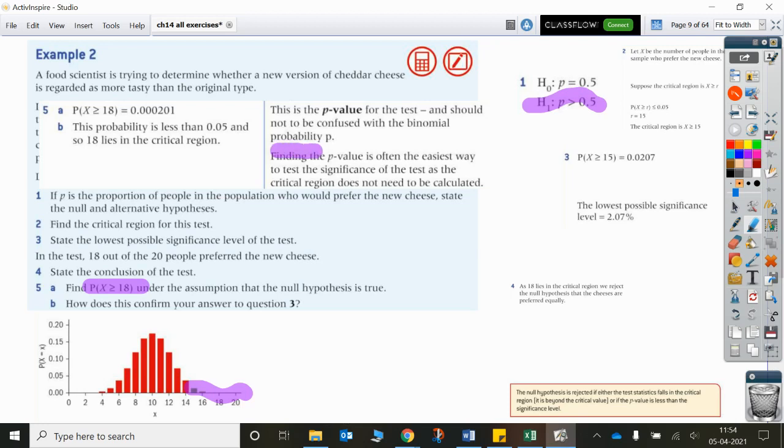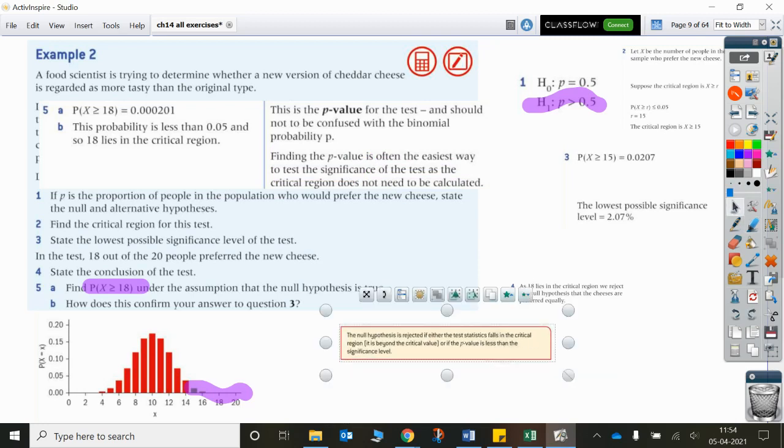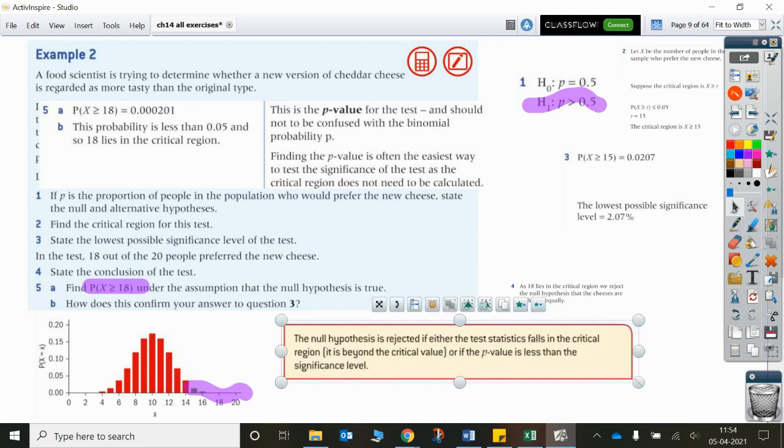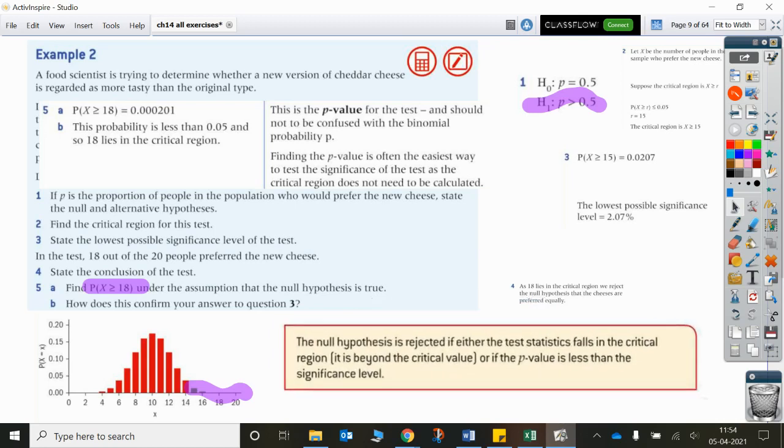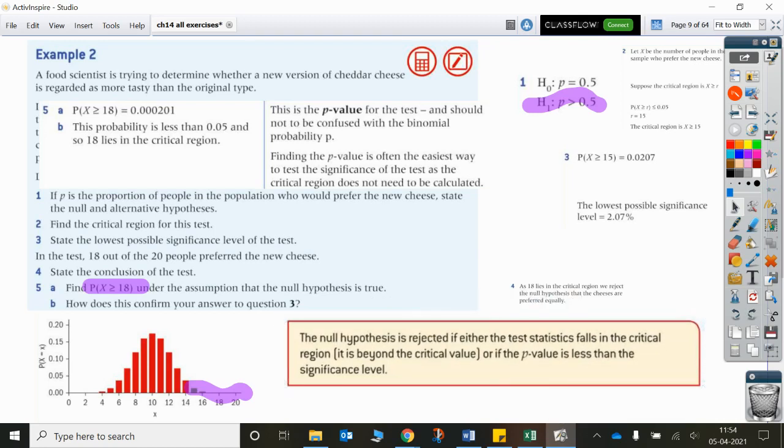What do they say? Finding the p-value is often the easiest way for the significance test. Yeah, okay, right, fair enough. Okay, let's just see what it says on here as well. The null hypothesis is rejected if either test falls in the critical region, that is, it is beyond the critical value, or if the p-value is less than the significance level. Right, good. We are done with this.